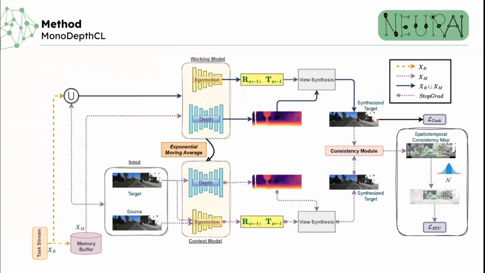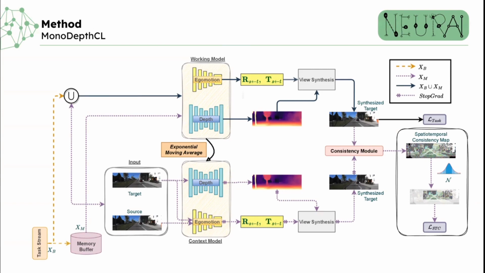Thus, we formulate MonoDepthCL as a method with dual memories and replay. Specifically, there are two models: the working model, which is learnable, and the context model, which is maintained as an exponential moving average of the working model. For replay, we employ a bounded memory buffer updated by reservoir sampling, which allows the buffer to approximate the distribution of samples seen by the models. By updating the context model with a small frequency, it helps to address forgetting in the context model.